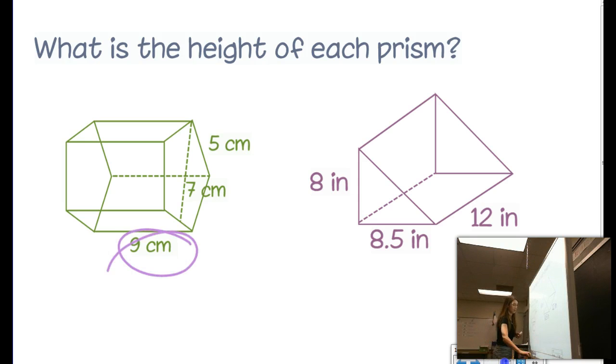What I'm trying to say is that a prism is not always sitting on its base. So if I give you this prism, this is the height. The height is whatever segment connects the base to the base. What segment connects the pentagon to the pentagon? Well, 9 does. 9 connects the pentagon to the pentagon.